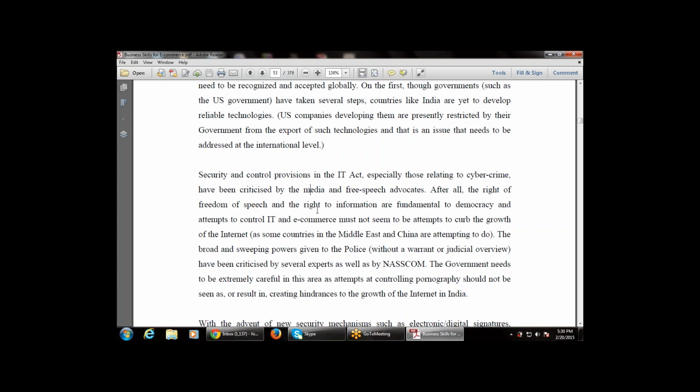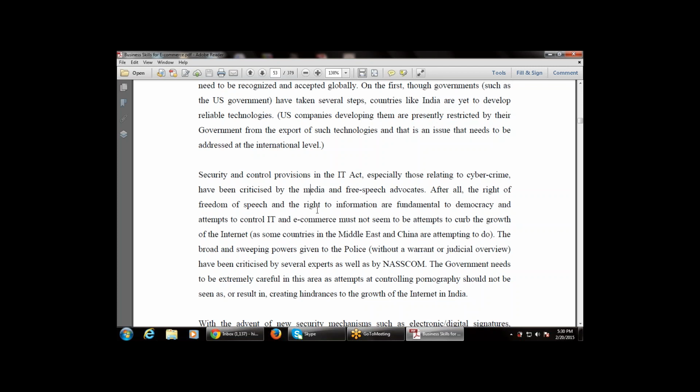The broad and sweeping powers given to the police without a warrant or judicial oversight have been criticized by several experts as well as by NASSCOM. The government needs to be extremely careful in this area, as attempts at controlling pornography should not result in creating hindrances to the growth of the internet in India.